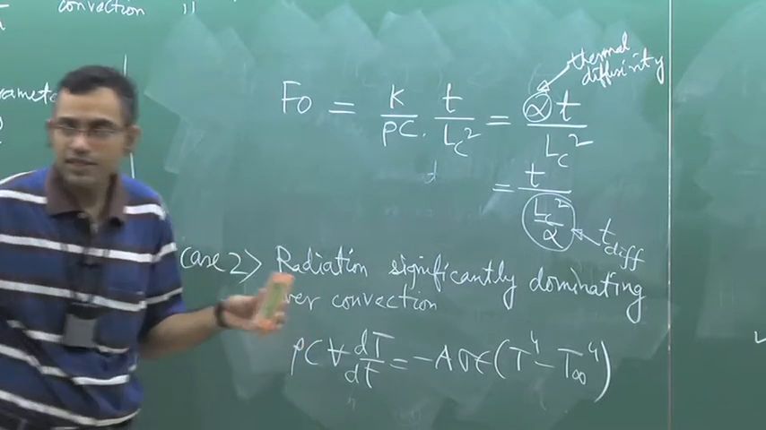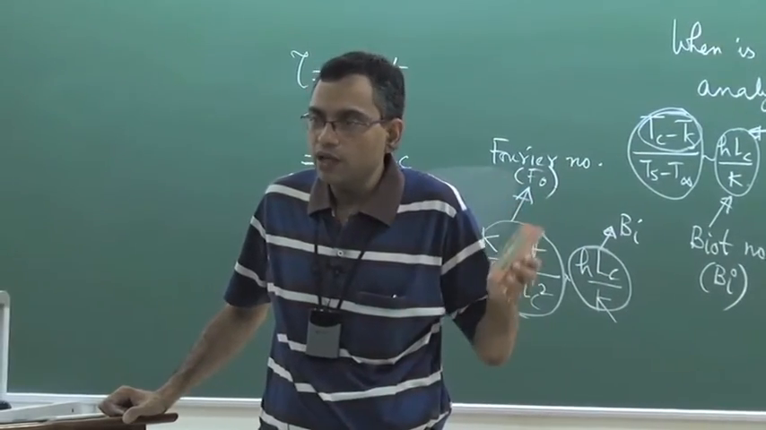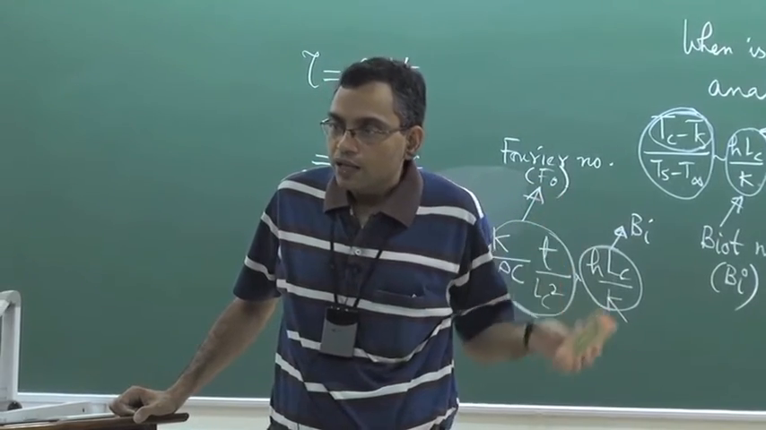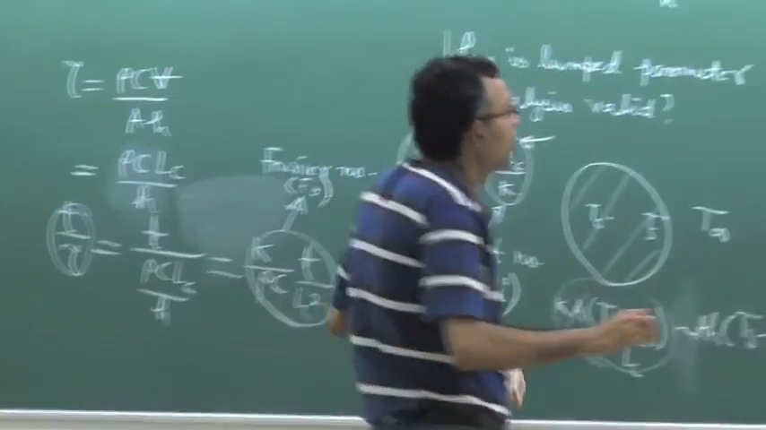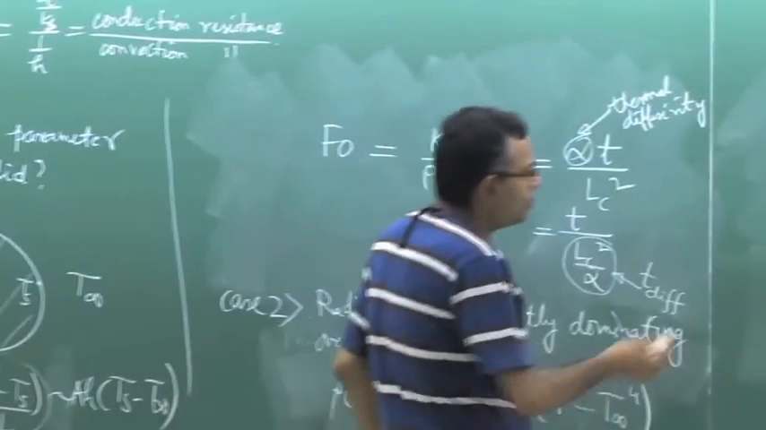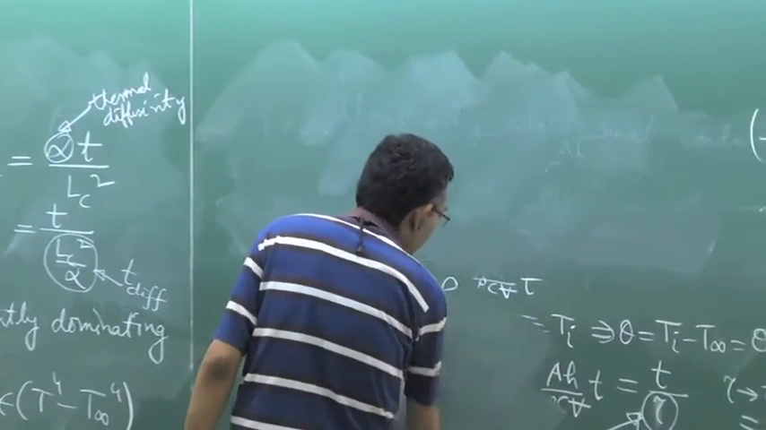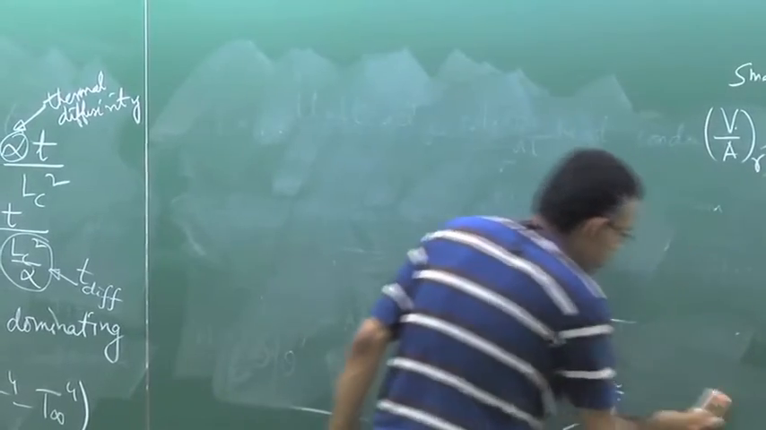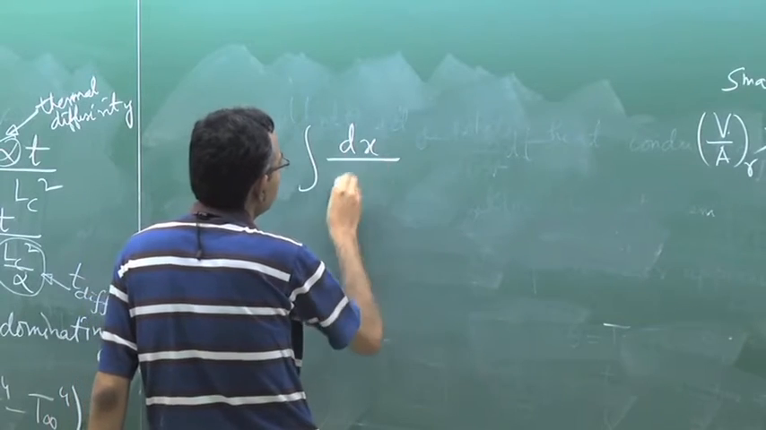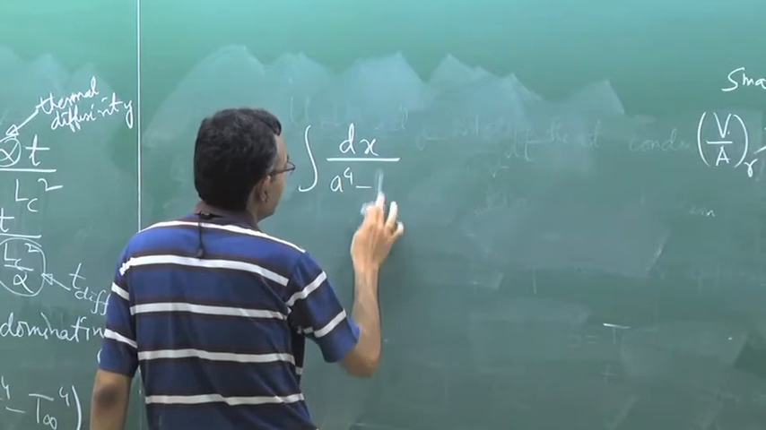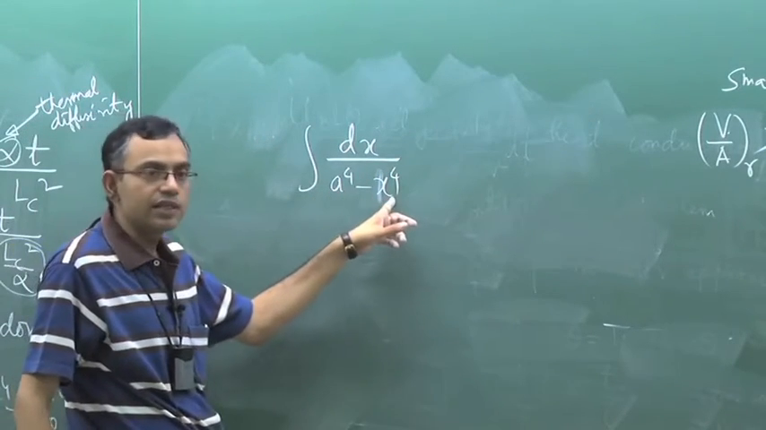In the previous case the integration was dx by x. Now the integration is of the form dx by a to the power 4 minus x to the power 4, right. So I will not go through that, but I leave it to you as an exercise, but very simply you can do that. This you have done at school level. So this is the form of the integration. A is T infinity, this is T.